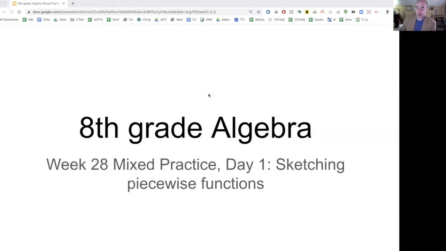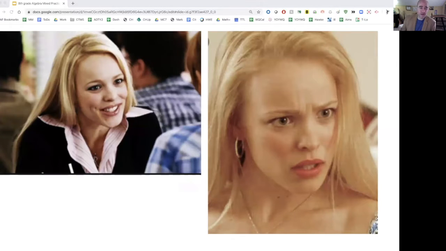I'm going to start with a quick story here. I'm wondering if any of you have ever met somebody like Regina George from Mean Girls, where they act one way when they're around some people and another totally different way when they're around other people. Like maybe they're super nice and sweet when they're around their family, and then the minute their mom turns their back, they're terrible. Today we're going to talk about a type of function that behaves the same way, where sometimes it looks one way and sometimes it looks completely different.